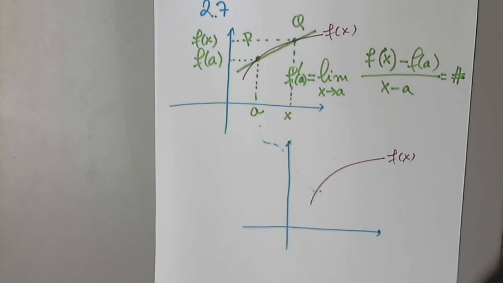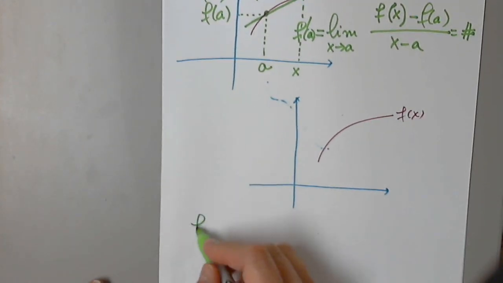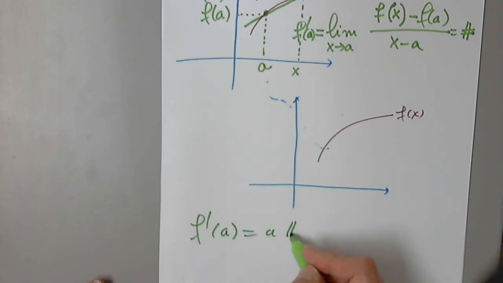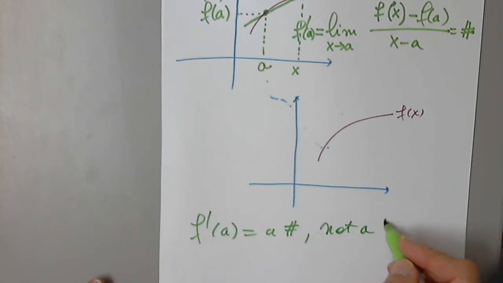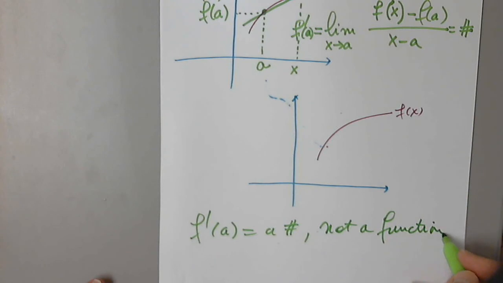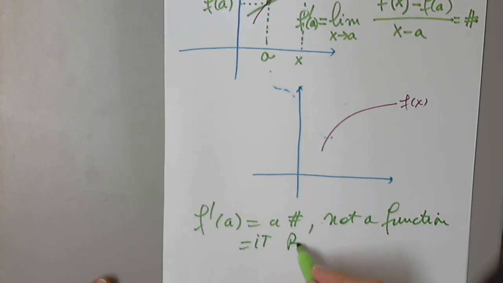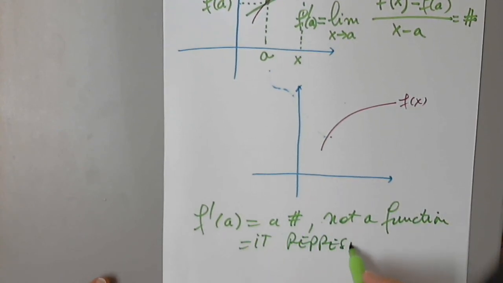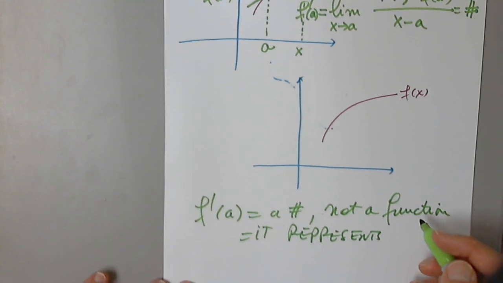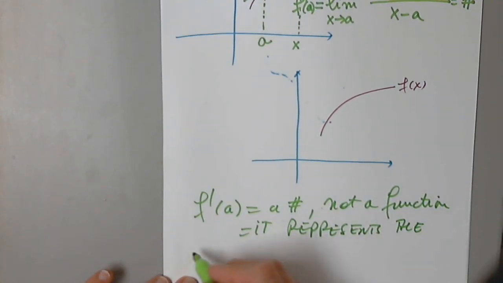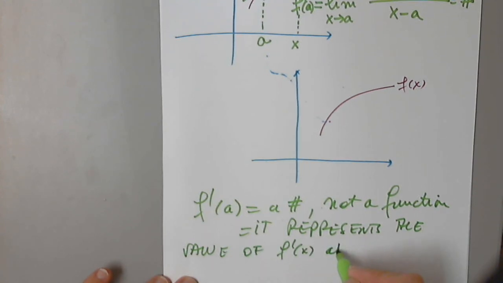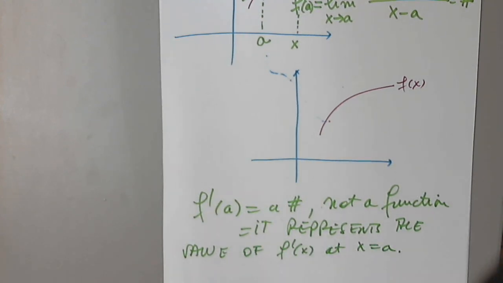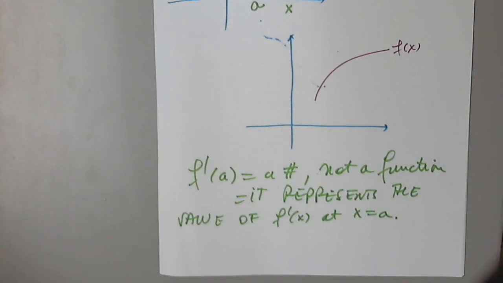So f prime of a is a number, not a function, and it represents the value of f prime of x at x equals a. But determined directly, not through the definition of the derivative.